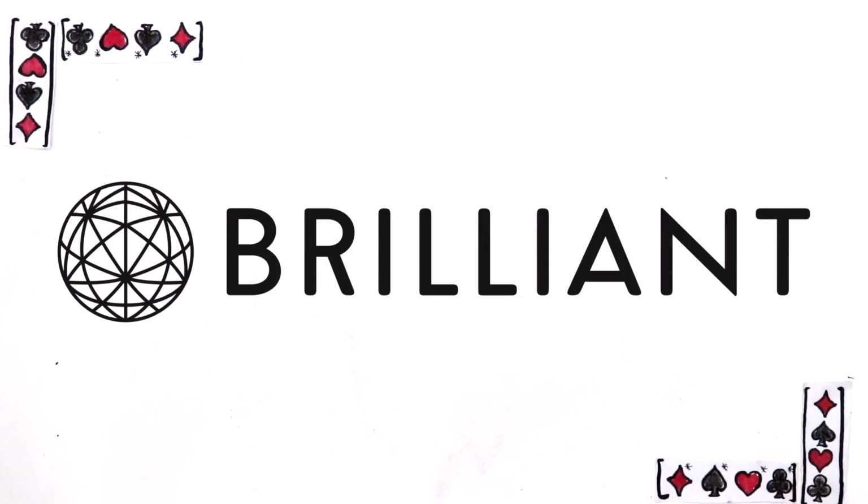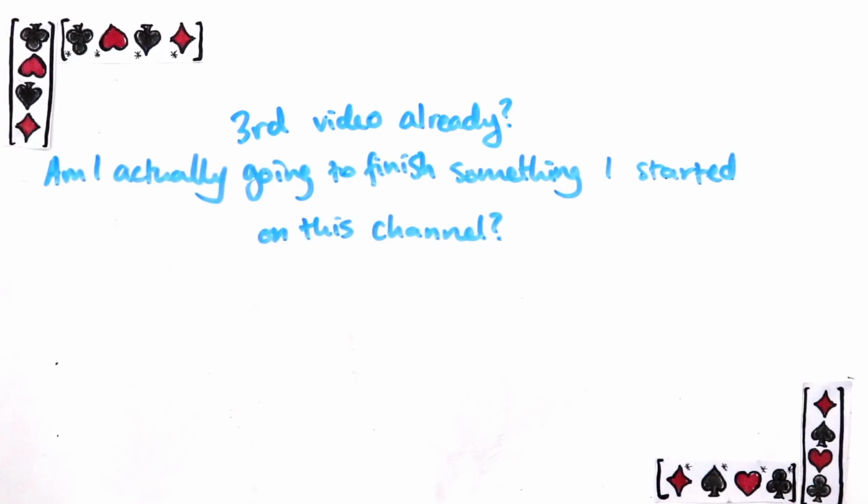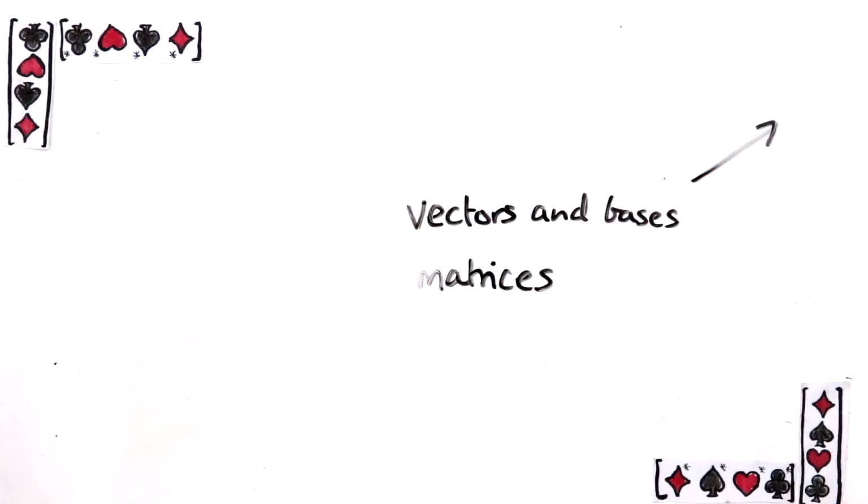This is the third video in a series about linear algebra. The first video is about vectors and bases. The second is about how to write a matrix by looking at what it does to a basis. I recommend that you watch those first because you'll need that for this one.